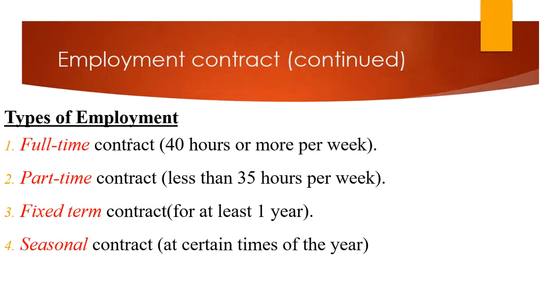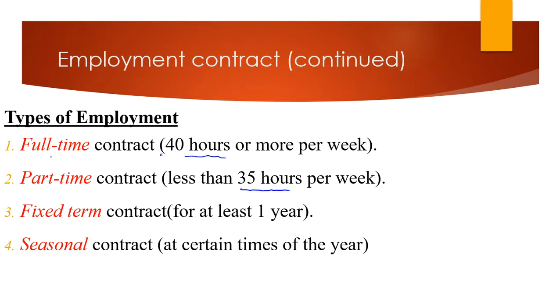Now, the type of employment, the employment contract, should also be listed. Is this going to be a full-time contract? It's a full-time contract if a person is going to work for 40 hours or more. Or is it a part-time contract? It's a part-time contract if the person works for less than 35 hours.